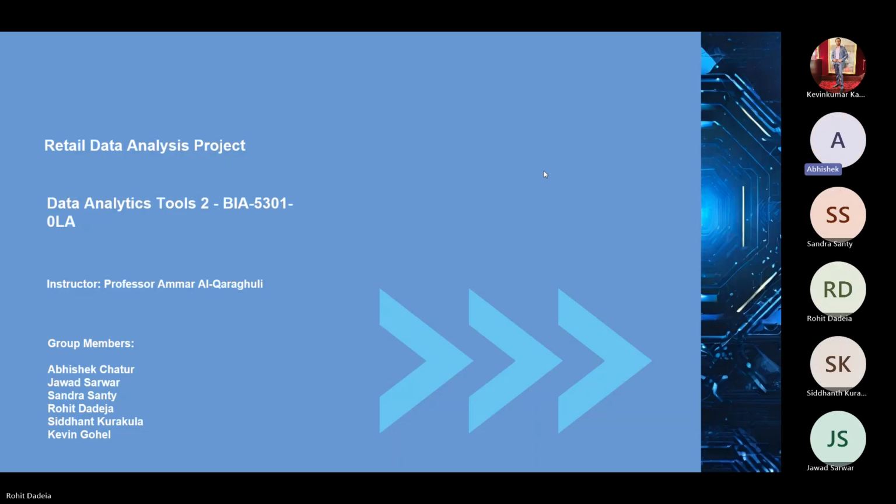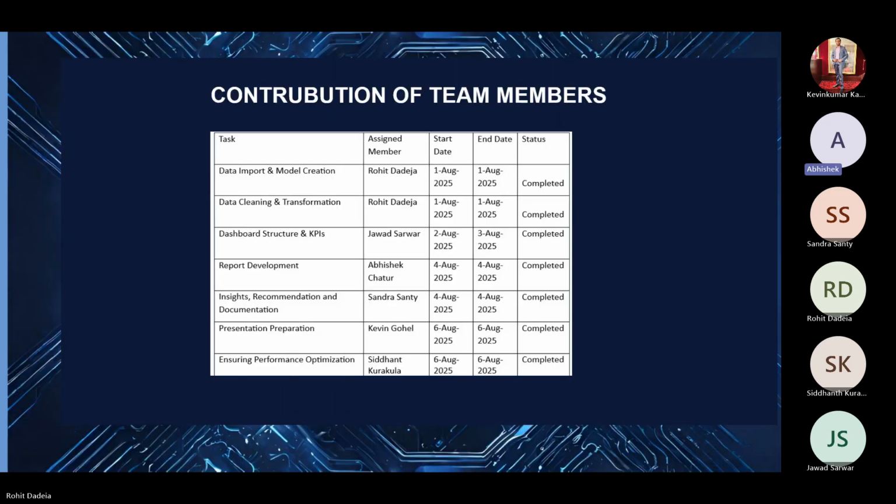We are going to present the retail data analysis project. These are our team members and the task and the dates, how we went through the project. Next slide, please.